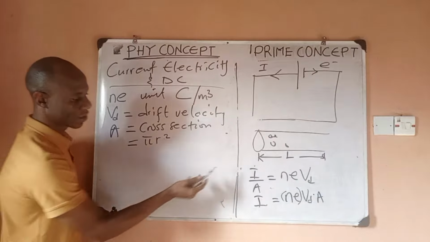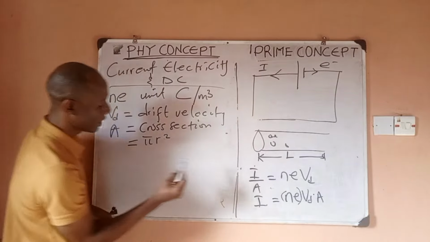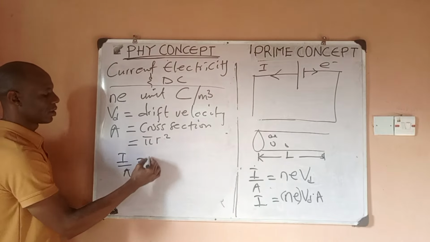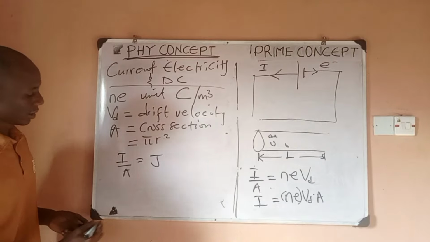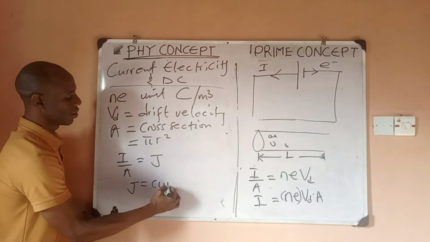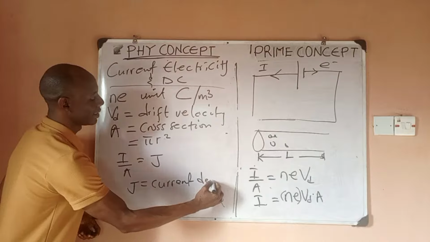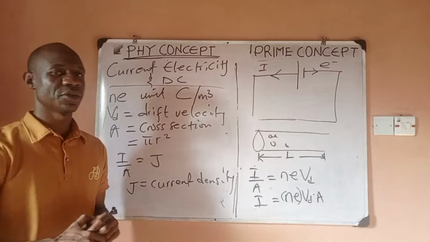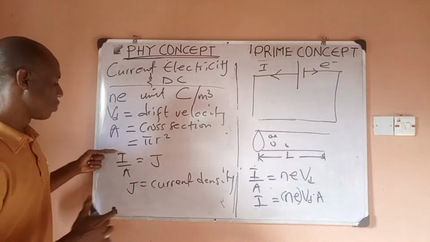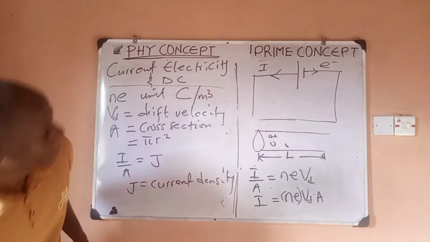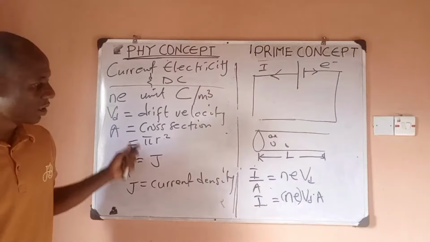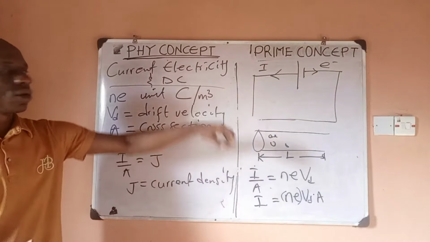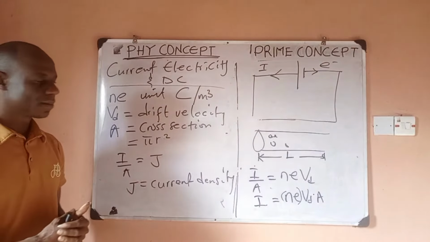Now, somebody may ask, what about this formula you wrote, I over A? Please take note that I over A is given by the symbol J, and J is called current density. So if they ask you tomorrow to find current density, you should know it's going to be current over area, right? That's current density. Take note of this before I move on. And these are basically what we should know under current electricity.